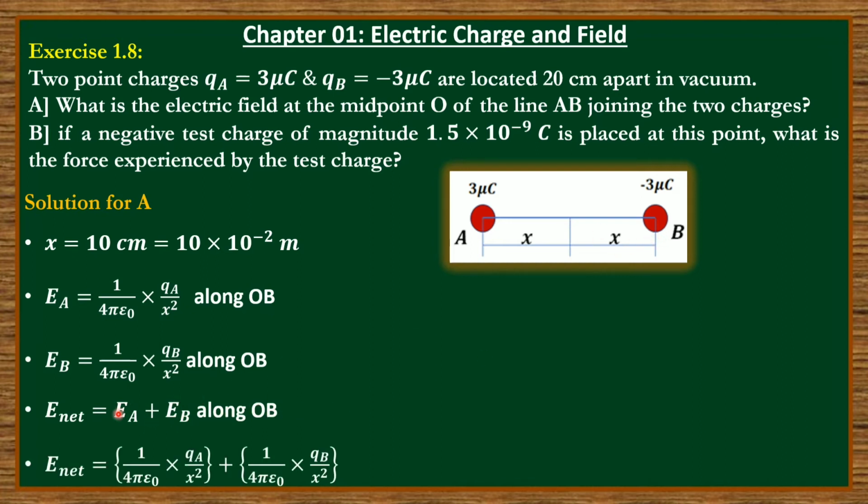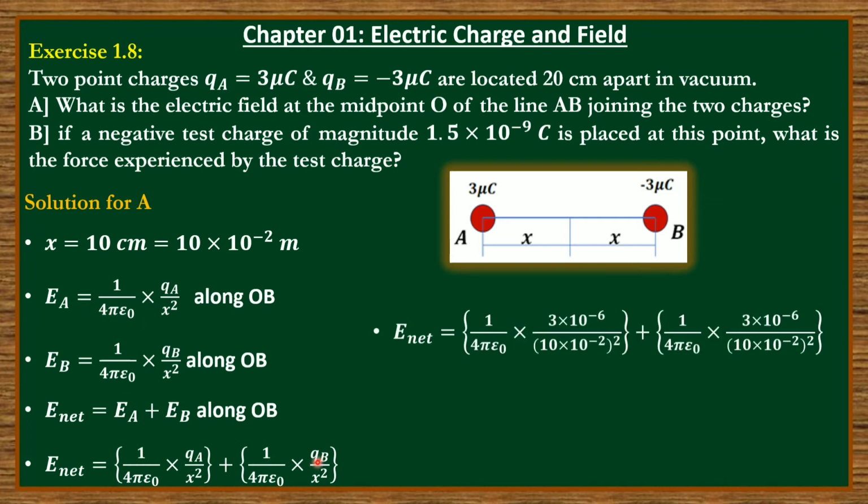So put the values here. This EA value you put here, EB value you put here. Again, put the values given in the statement. This is the charge, this is the distance square, this is the distance square. Here these are the charges. Everything is written in this formula. So do this calculation now. After doing the calculation, this is the same parameter, and this is also the same parameter. So 2 into this I can write.